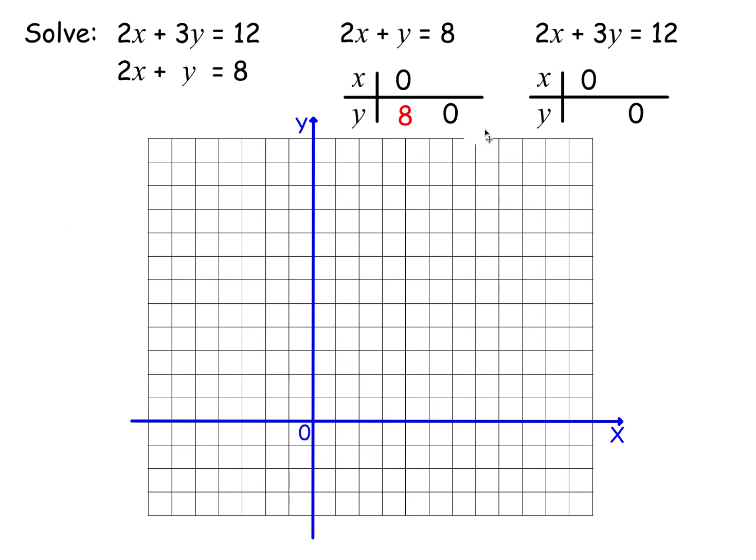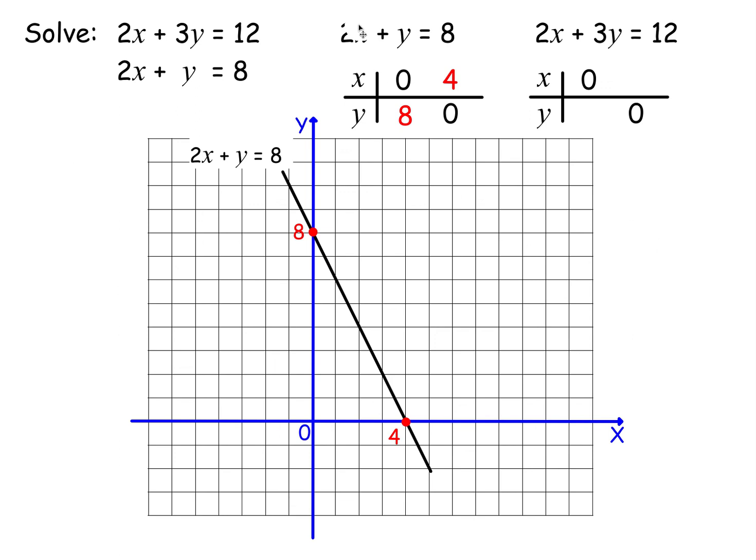What about when y is 0? I'll cover over the y, it's become 0. 2x is 8, well x is 4. So for that one, we've got x is 4. So I can plot 0, 8 and 4, 0. There they are. That's the line 2x plus y equals 8. So that's the one we just did. All we needed to do was make x 0, work out y, make y 0 and work out x.